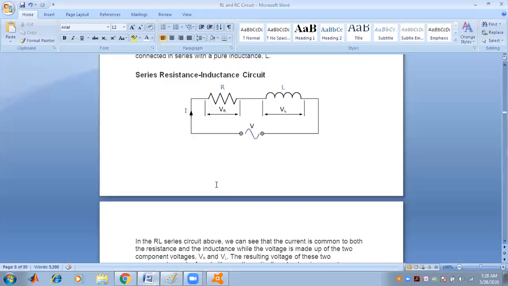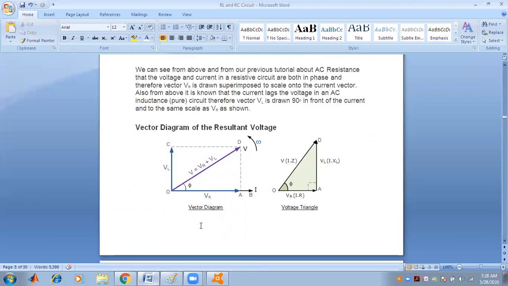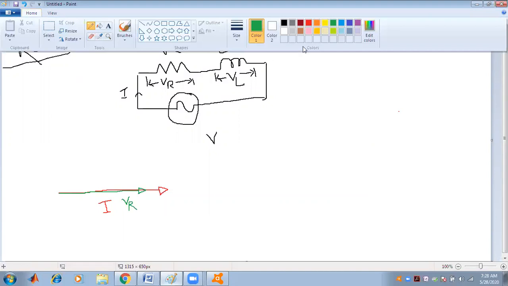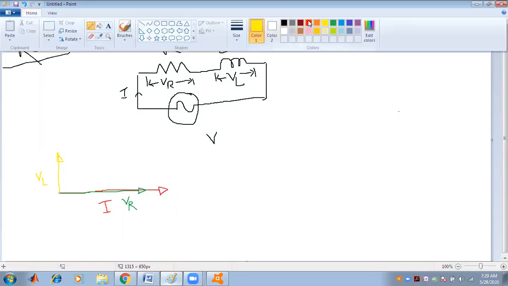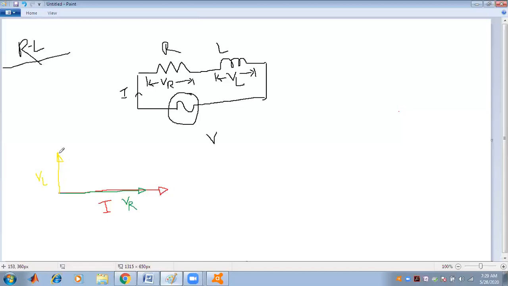Now, the concept of the L. If I take the concept of the L, it is seen that VL is always leading the current, the voltage across the inductor. If I take voltage as a reference, we have seen that the current is lagging by an angle of 90 degrees. If I take current as a reference, the voltage across the inductor will lead by an angle of 90 degrees. So this is VL, which is leading by an angle of 90 degrees.